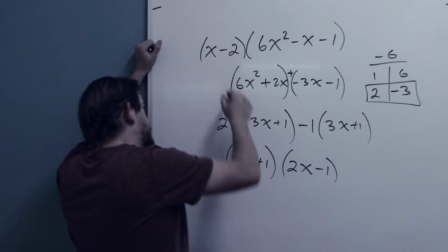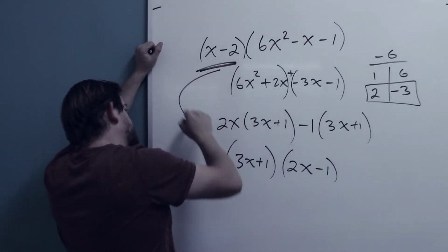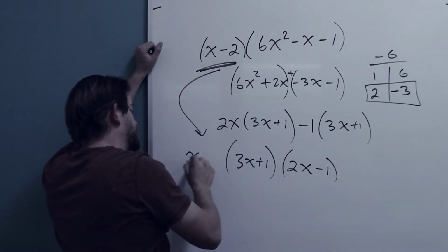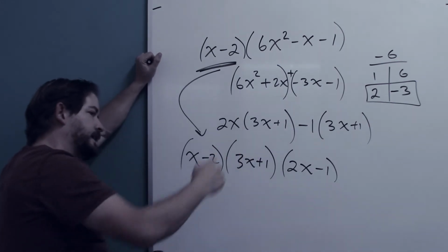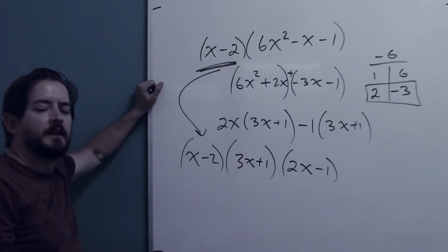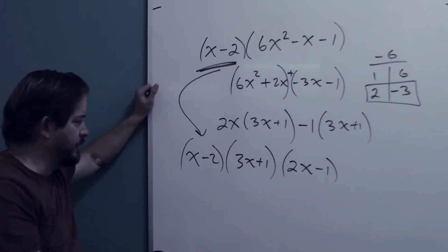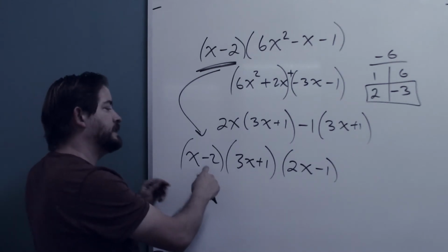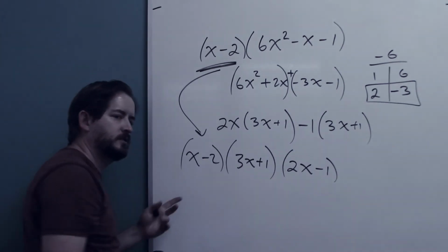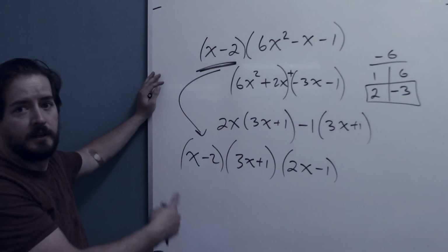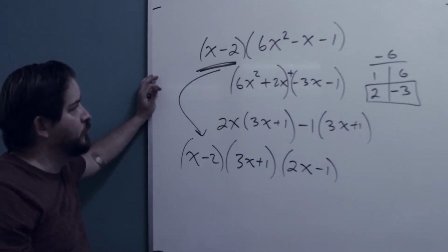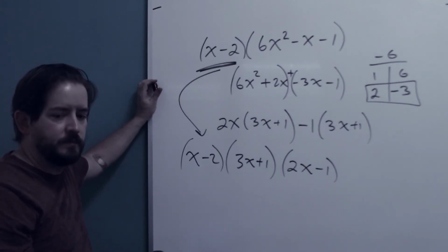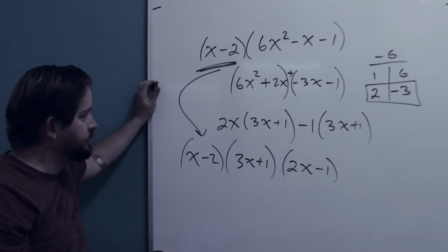And my answer is not complete because I kind of left one of these guys in the dust. Don't forget it, x minus 2 is still there. And that's my factored form. The answer may not be in this form. It may be 3x plus 1 first. It doesn't matter as long as these three factors are there. The order doesn't matter, but that's my factored form of this function, this polynomial.